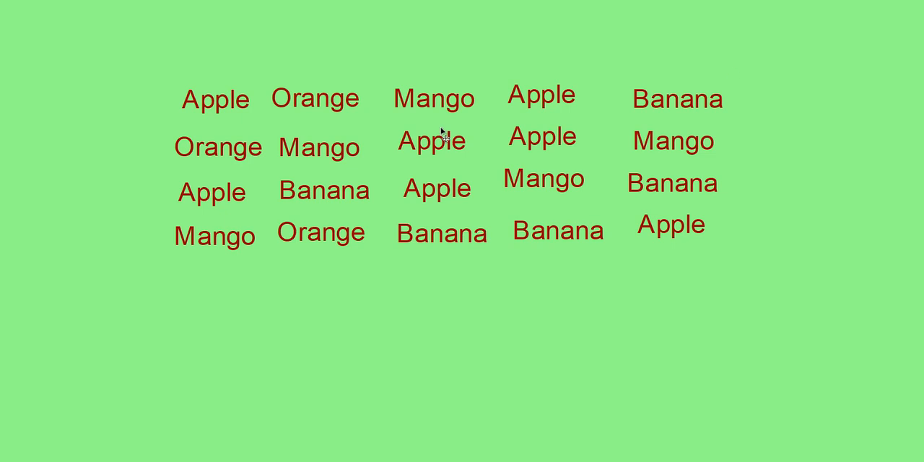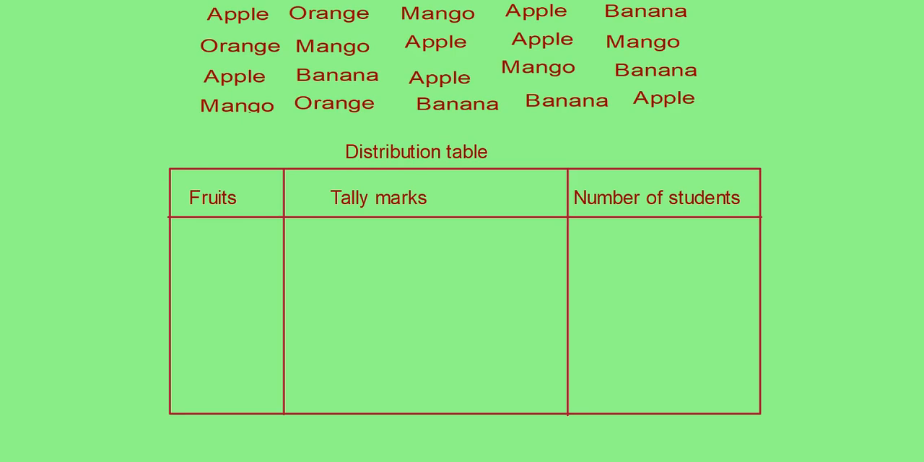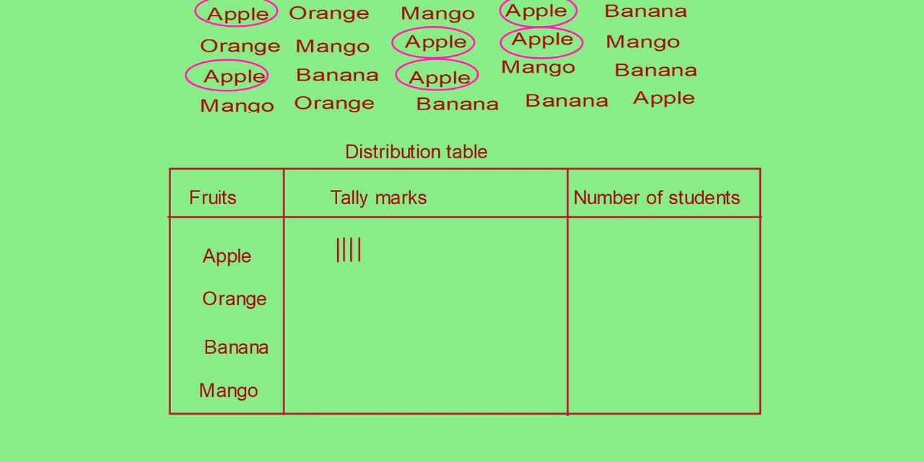Here is data containing 20 students' favorite fruit. You know how to arrange the data in a distribution table. We have fruits, then we write tally marks and number of students. Here the fruits are apple, orange, banana and mango. How many students like apple here? Just have a count. In the first row you can find 2. In the second row again 2 apples are there. So put 2 more tally marks.